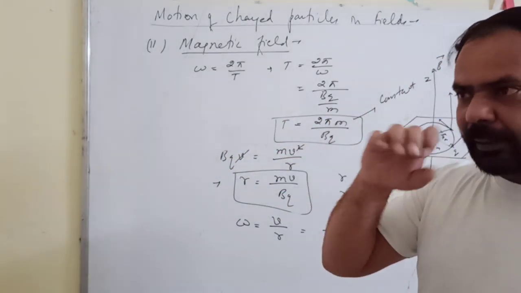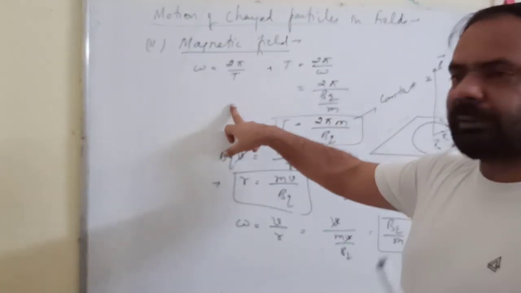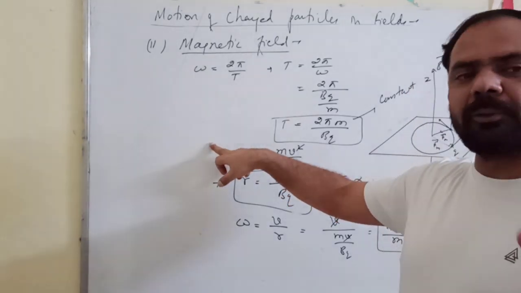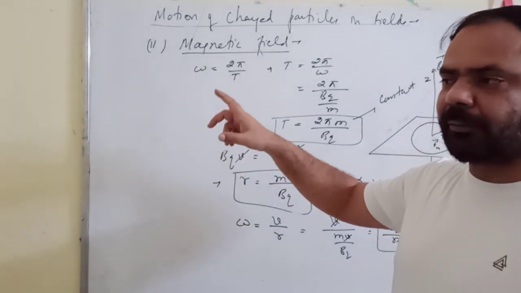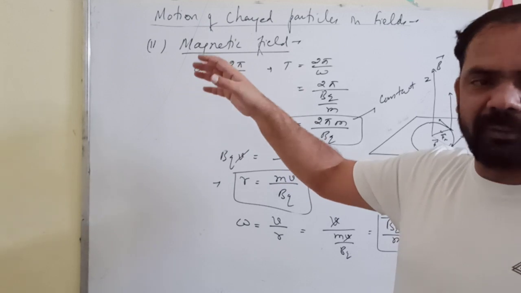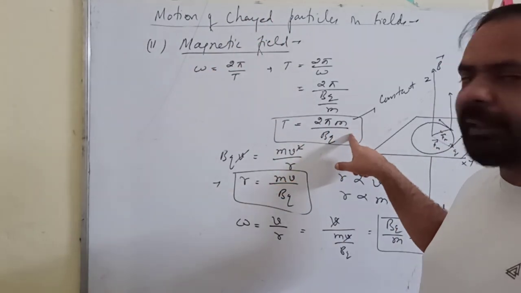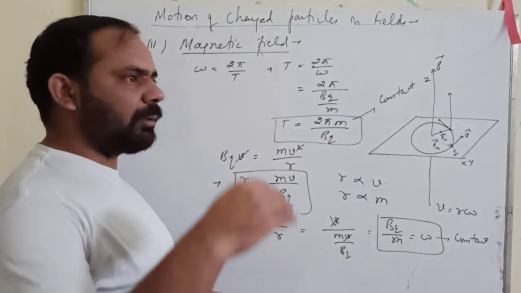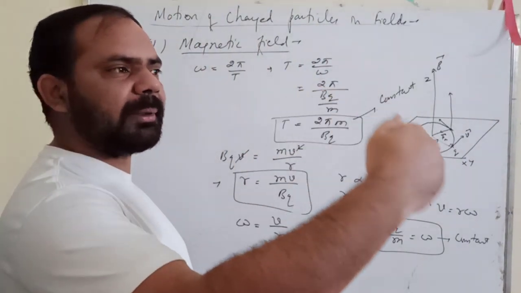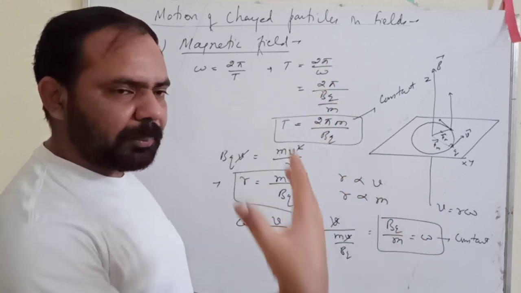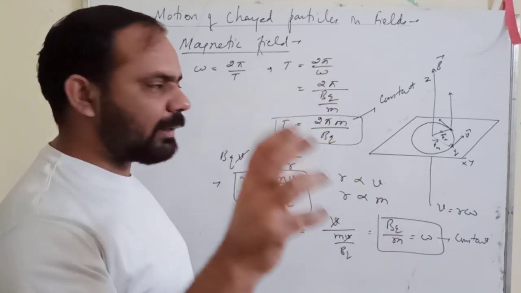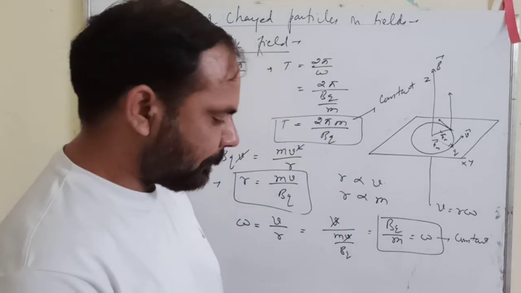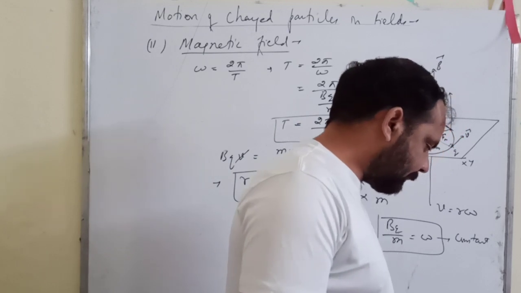Once again, I think I made a mistake. If the velocity increases, then the radius of the circular path will also increase in such a way that it will exactly compensate the increase in velocity, so that the time period or the angular frequency remains constant. So if the velocity is more, the radius of the circular path is more. Smaller velocity, smaller radius, in such a way that these two values remain constant.